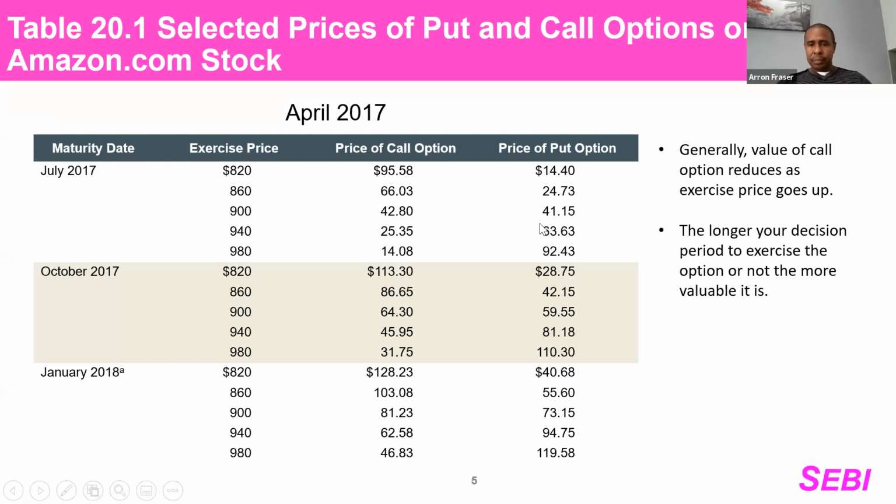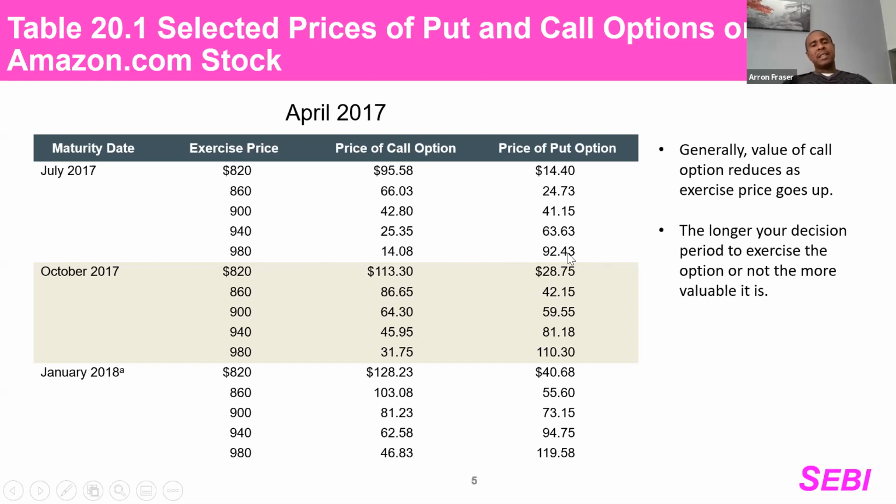On the other side now, let's say you purchase a put option at $63.63, and that gives you the right to sell the Amazon share at $940. But let's say, for instance, during the period, the price went down to, let's say, $920. Then it will make sense for you to not sell in the open market for $920, but to exercise your option and sell it for $940.